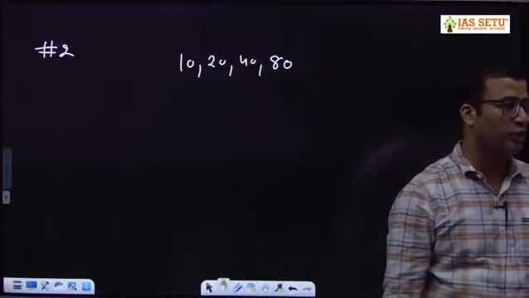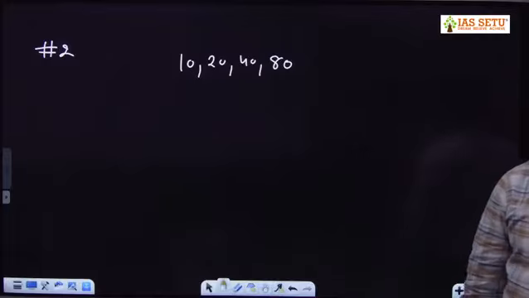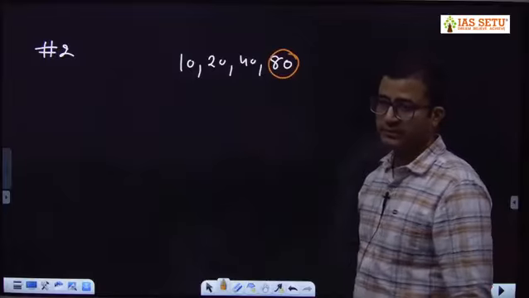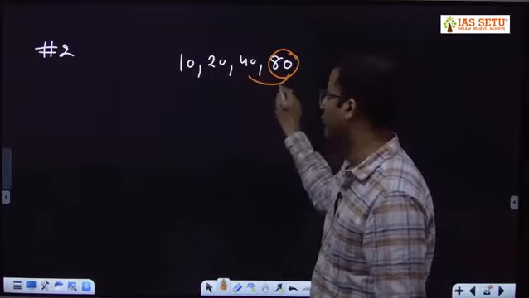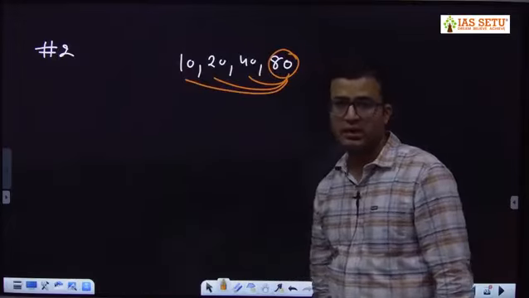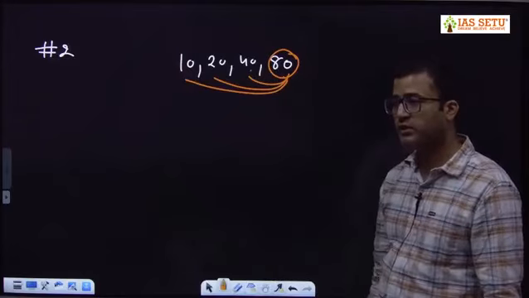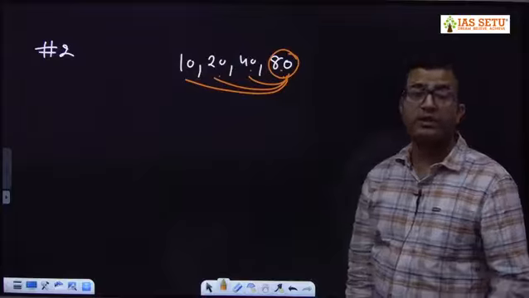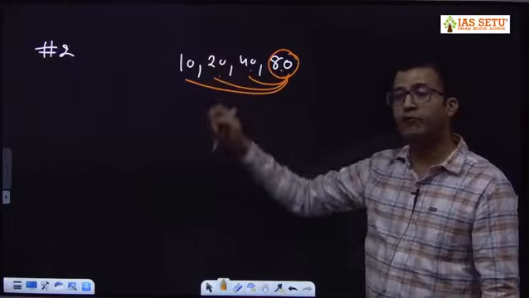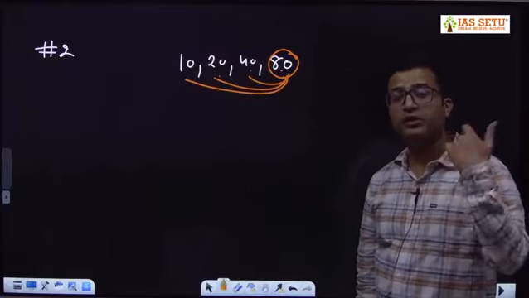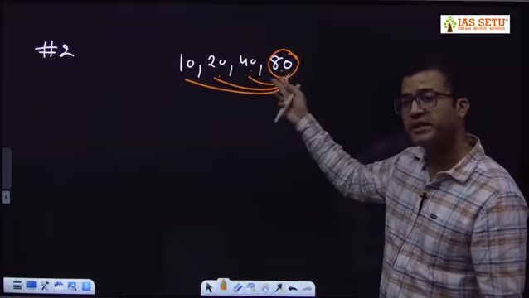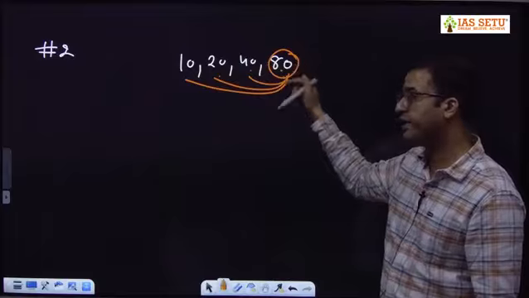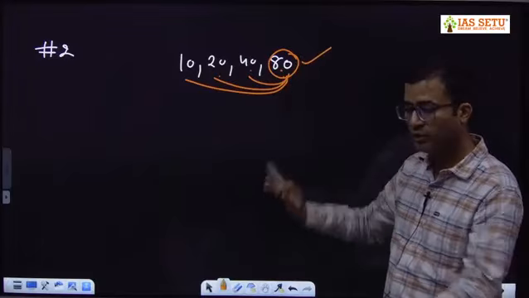10, 20, 40, 80, and it is asked what is the LCM of these numbers. If the largest number is a multiple of all the remaining numbers, 80 is a multiple of 40, 80 is a multiple of 20, 80 is a multiple of 10, then you can conclude that the largest number itself is the LCM. So what is the LCM of 10, 20, 40, 80? 80 itself. Write down the observation.